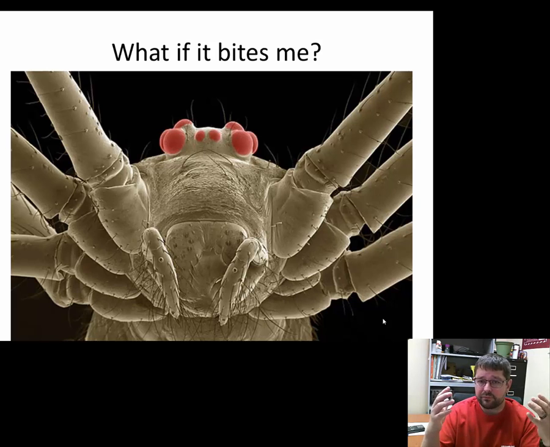They're in their own group called harvestmen. They have no venom. They don't have the ability to develop venom or anything like that. But it takes science to get rid of that.